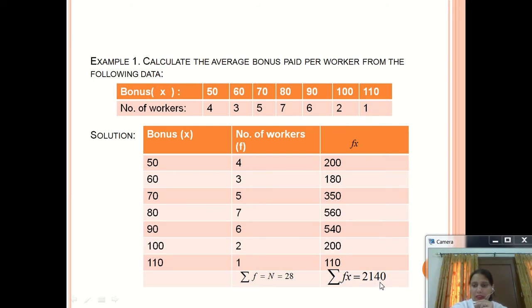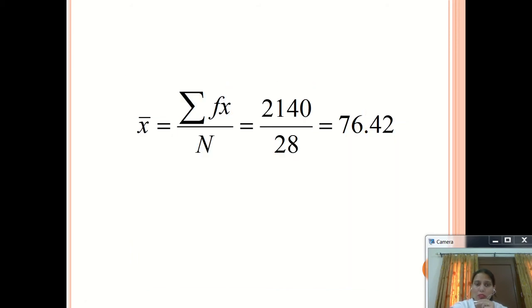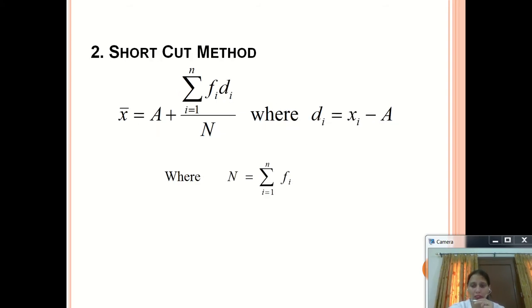2140. Then put all these values in the formula which we have already discussed. This is the formula of direct method. X bar equals summation fx divided by capital N, and this is the average bonus of workers. Next is the shortcut method.